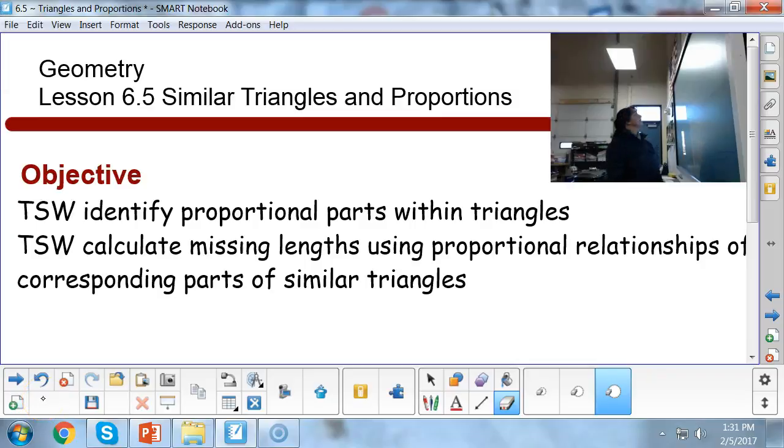Hey guys, so we're on lesson 6.5 and you need to go ahead and write down the objectives. We're going to identify proportional parts within triangles. We're going to calculate missing links using proportional relationships of corresponding parts of similar triangles. So make sure you copy that down. I think it's important that you understand what it is that we're working on today. It's a continuation, and it's not different than what we've been doing throughout this whole module. The more we practice, the easier it'll get.